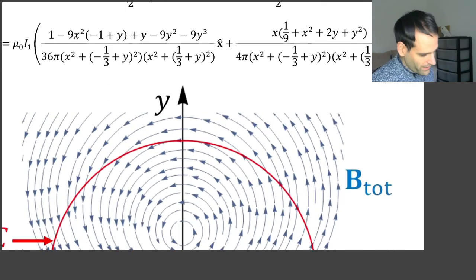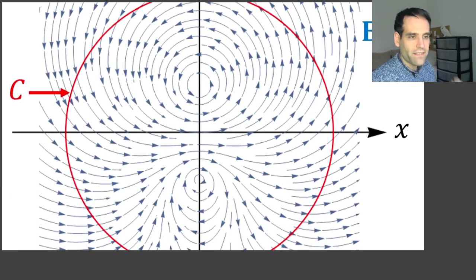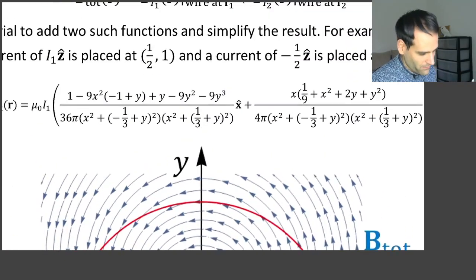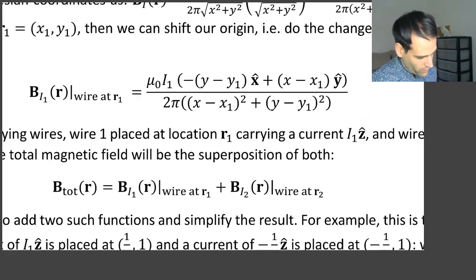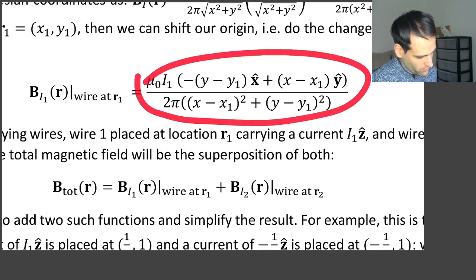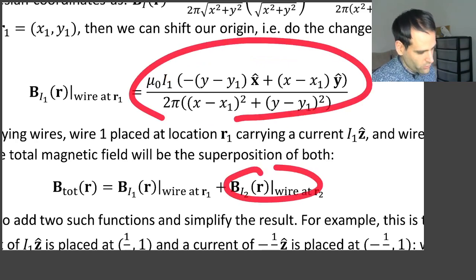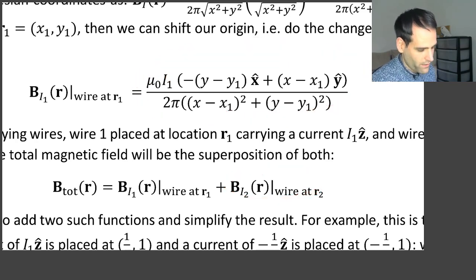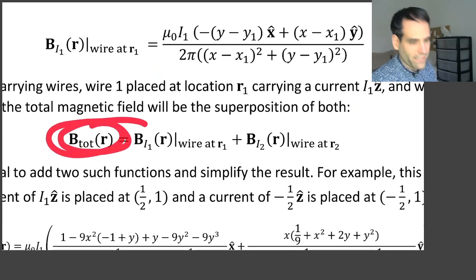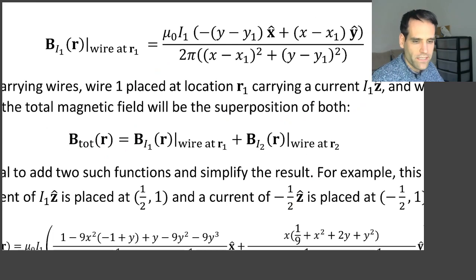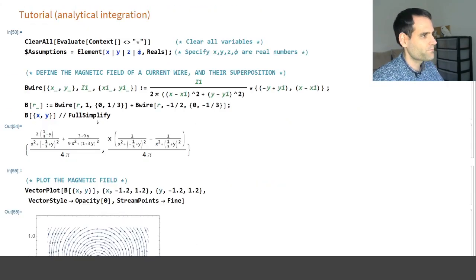So now to calculate the magnetic field of the two currents, I just need to add that magnetic field twice. So I add this expression for a certain value of x1, y1 and a certain value of the current, plus another copy of that expression using different values for x1, y1 and for the current. Okay, and this will give me some total magnetic field, and I can do this sum easily using Mathematica.